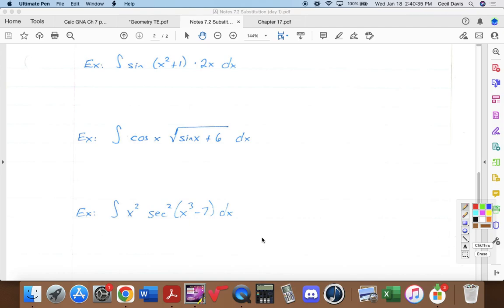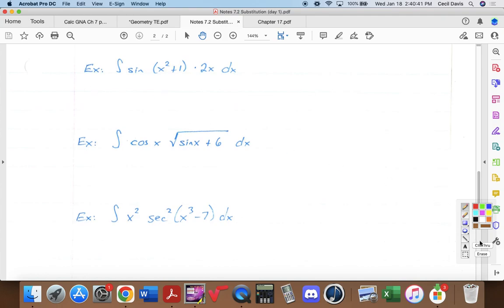All right, let me show you how to do this with U substitution. You always let U be equal to the inside part of the composite function. So here, U is going to be x squared plus 1.